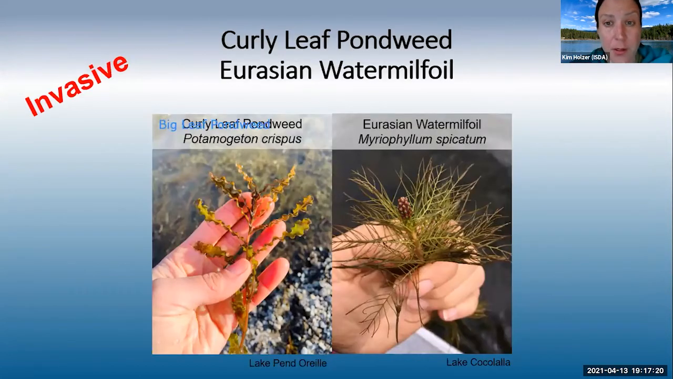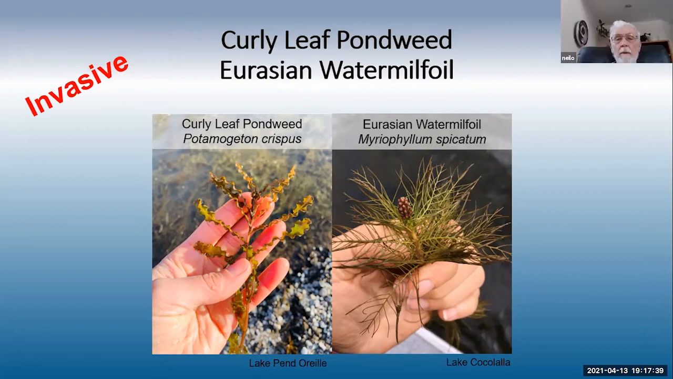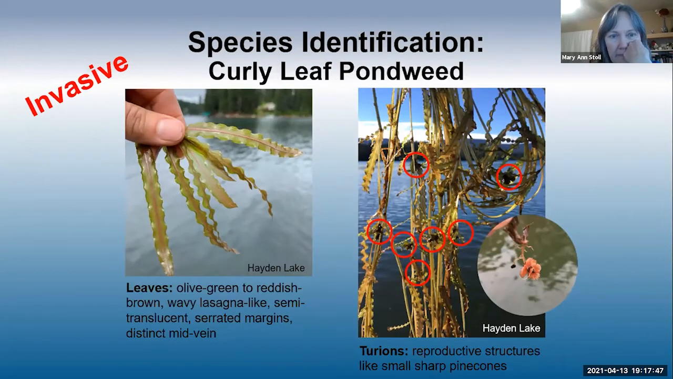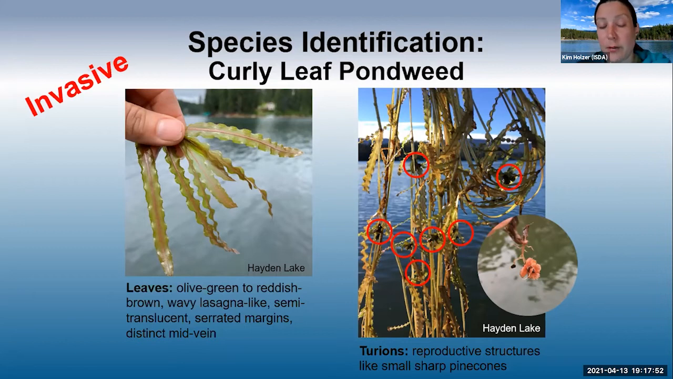So I want to give you some characteristics to think about when you're trying to decide if you have a native or an invader around your property. And these are the two players that are the biggest problem in Hayden: curly leaf pondweed and Eurasian water milfoil. To start out with curly leaf pondweed, some of the things that you would look for is that ruffled leaf that we say resembles a lasagna noodle. The color can be different, but they're often olive green to reddish brown and a little bit translucent.